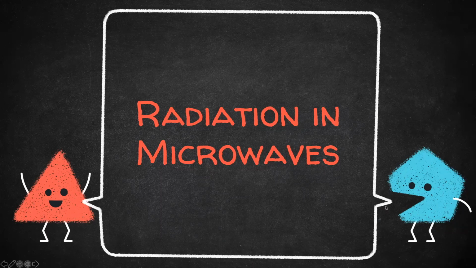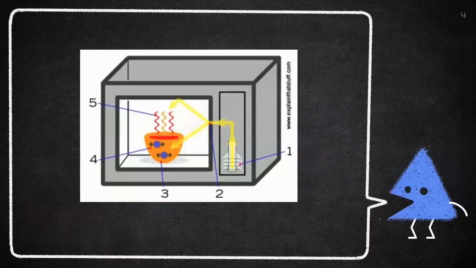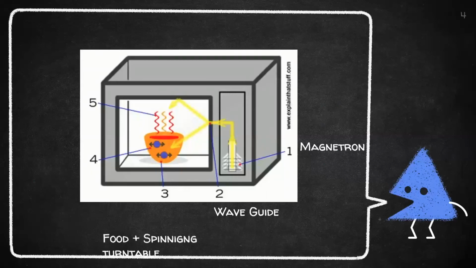Now we'll be learning a little bit about radiation in microwaves. Inside the metal box shown here, known as a microwave, there is a microwave generator called a magnetron. When you start cooking, the magnetron takes electricity from the power outlet and converts it into high-powered microwaves. The magnetron then blasts these waves into the compartment of the microwave holding the food through a channel called a waveguide. The food sits on a turntable and starts spinning slowly so that the microwaves cook the food evenly.